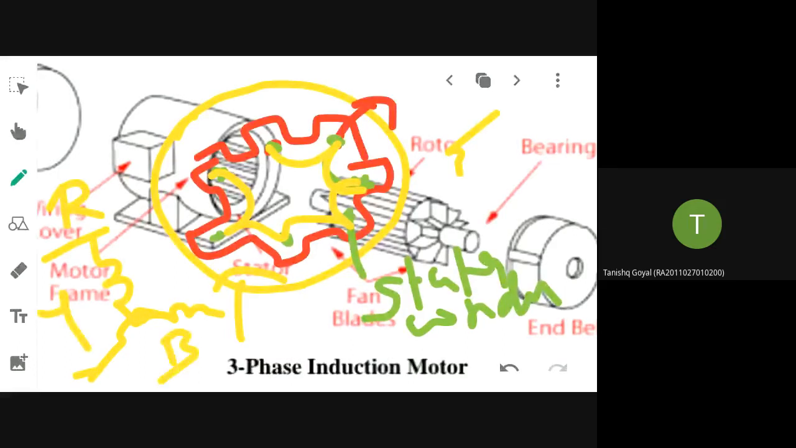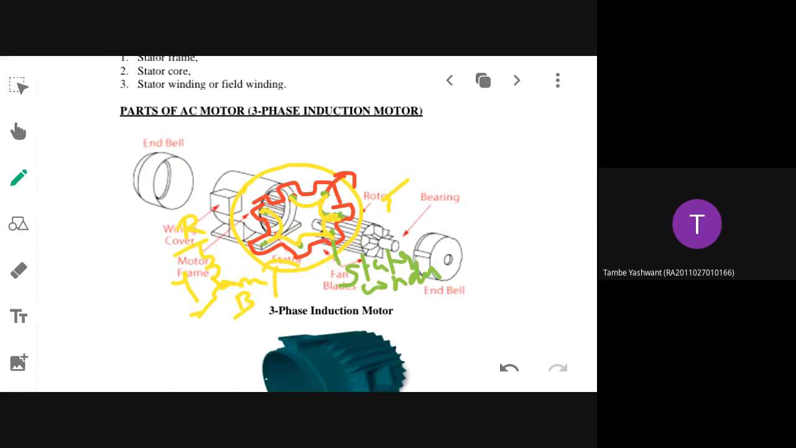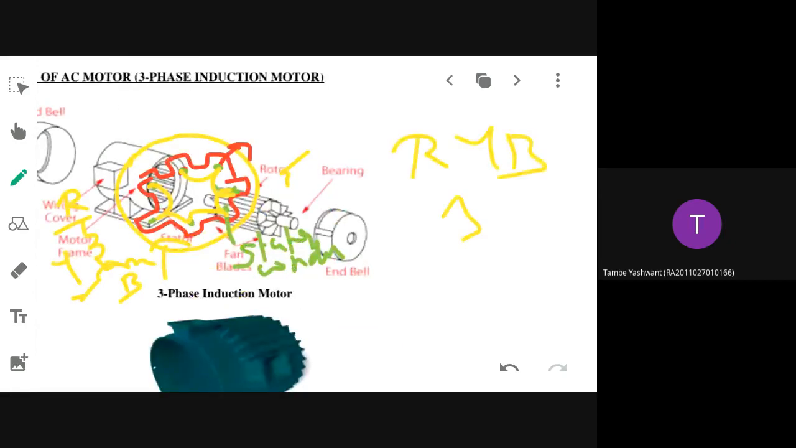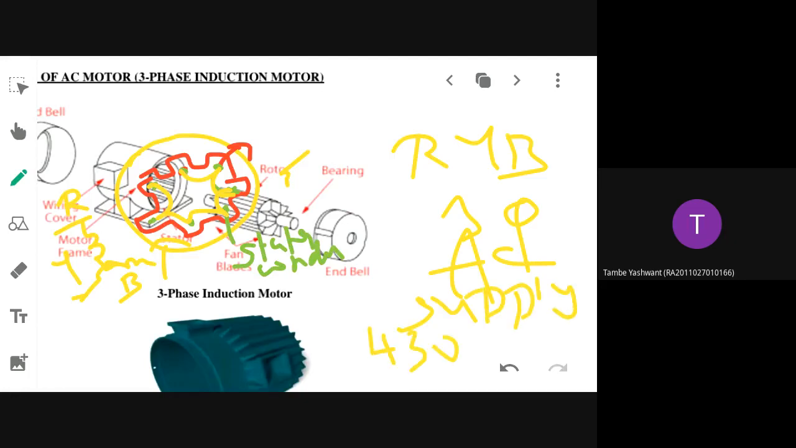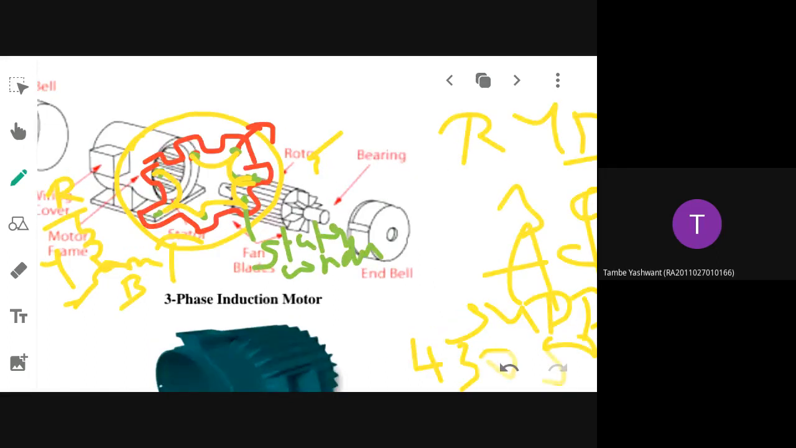RYB means red, yellow, blue. That is three phase. All these things are not new to you: the three phase AC supply specification. How much is the three phase AC supply voltage? 430 or 440 volts, 50 hertz. So the stator winding will be connected to that 440 volt, 50 hertz supply.